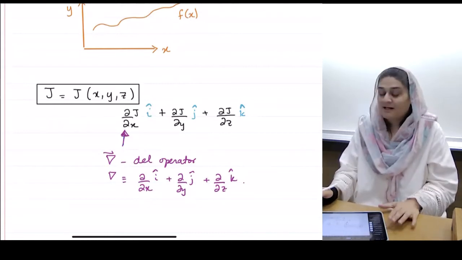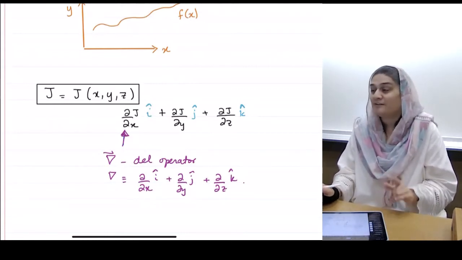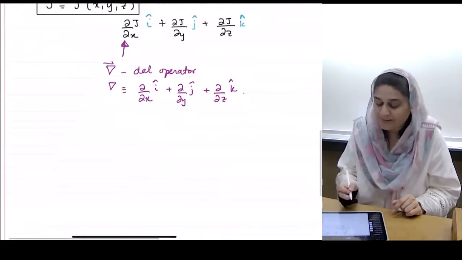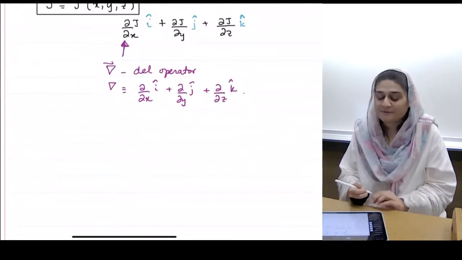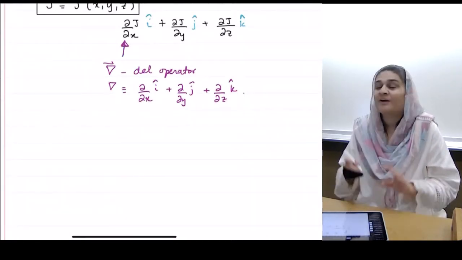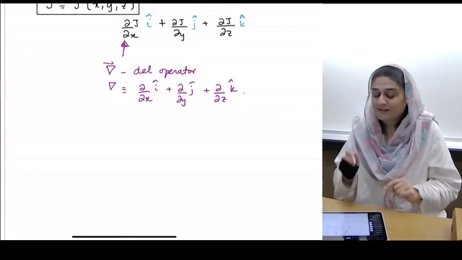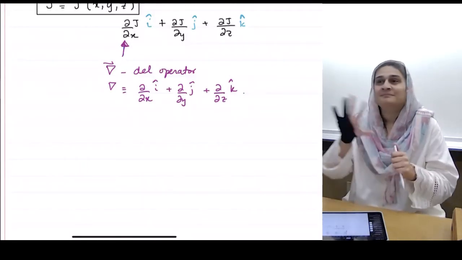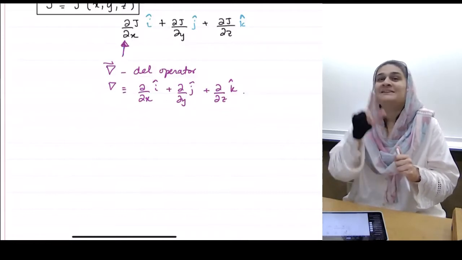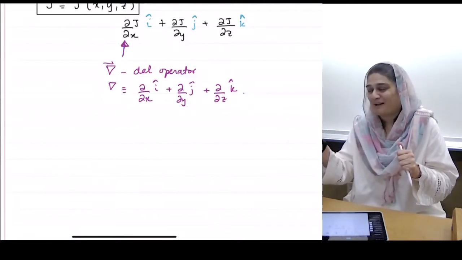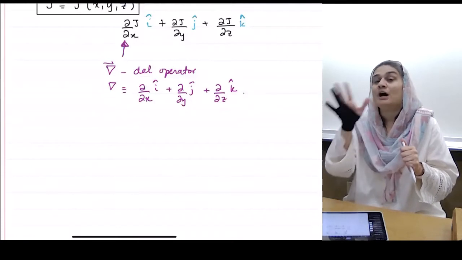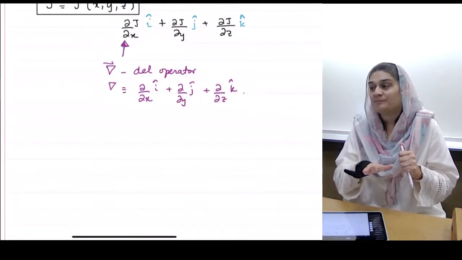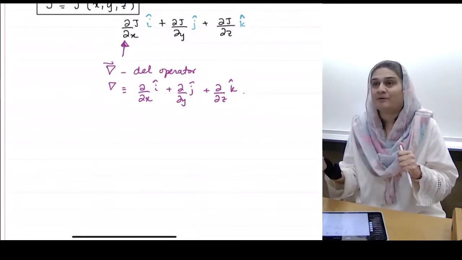So the del operator is very, very important. That's why it's written in, I should have written in red, but that's okay. Now, what does an operator do in math? I should rephrase that. What can an operator do in math? It operates on a function and changes it somehow.